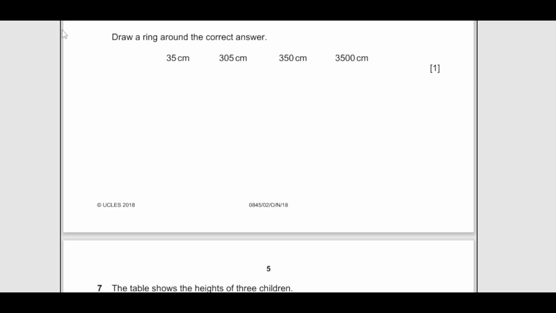Now next question we have, convert 3.5 meters into centimeters. So 3.5, as you know, 1 meter is 100 centimeters, times 100. So when you multiply, this will be 3500. Okay, so one decimal place is here, so this is 350 centimeters. So we are going to put a ring around here, right?